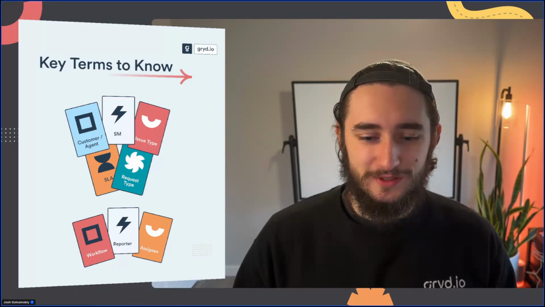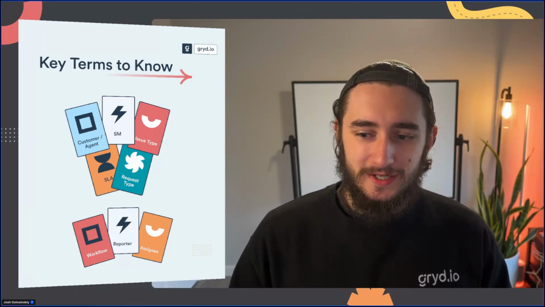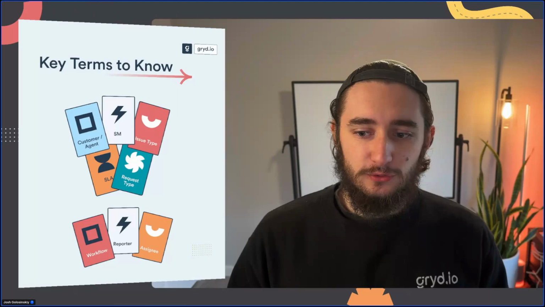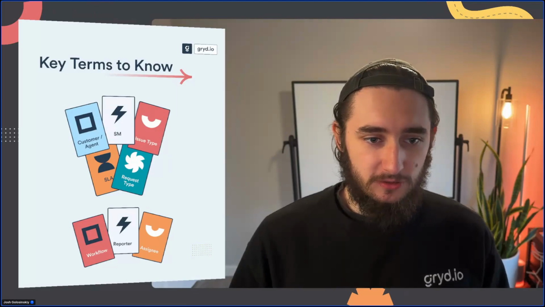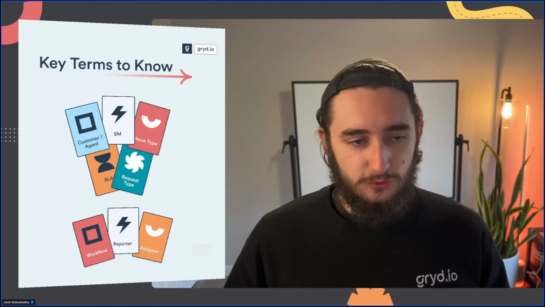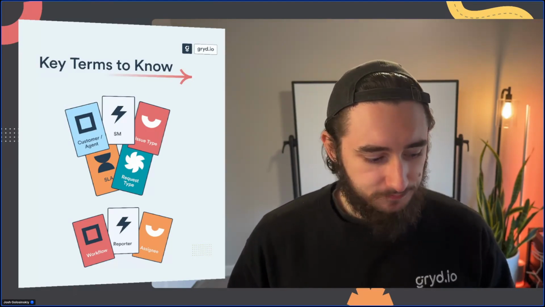SLA, I'm sure everyone's familiar with this one, service level agreement. Assignee, this is a term that Jira uses to identify who's responsible for that particular task that's created. And then the reporter is just the person who created the request.